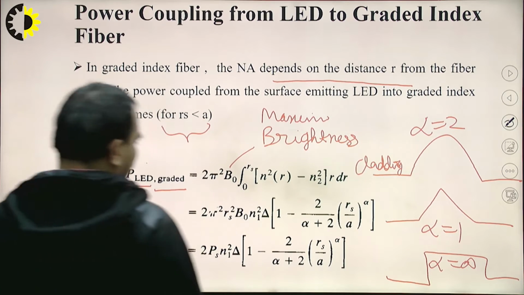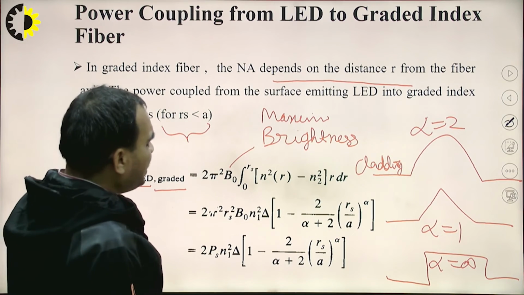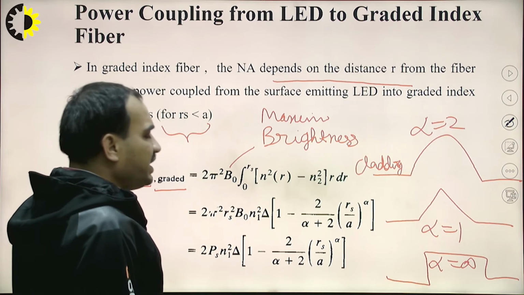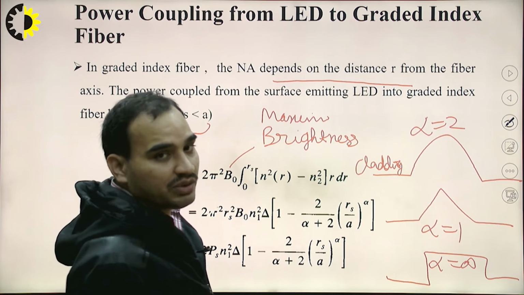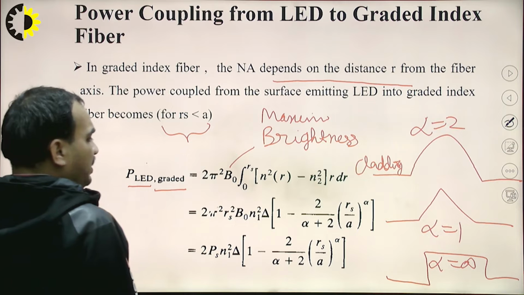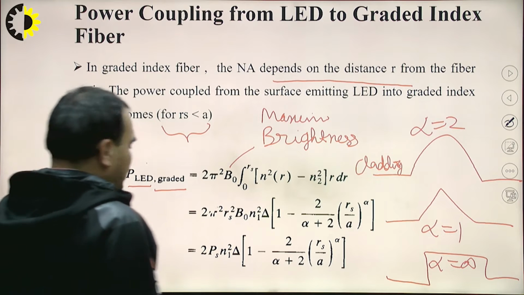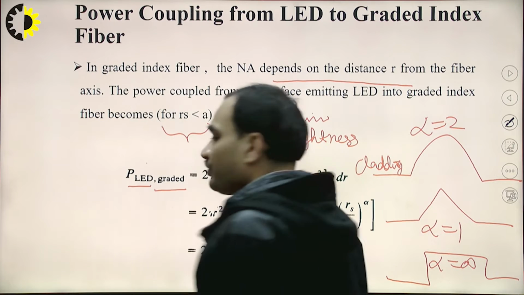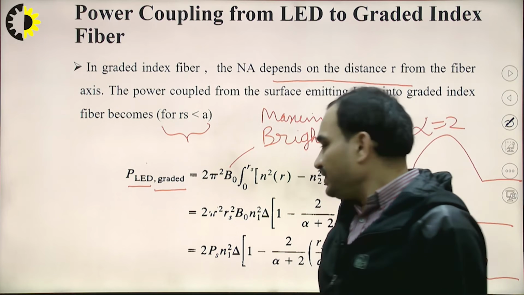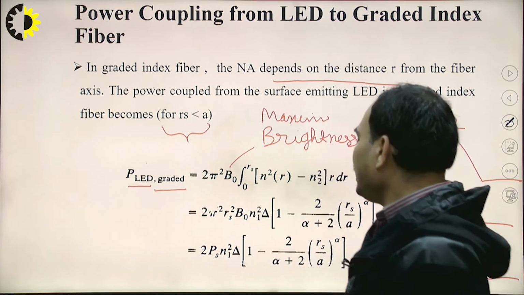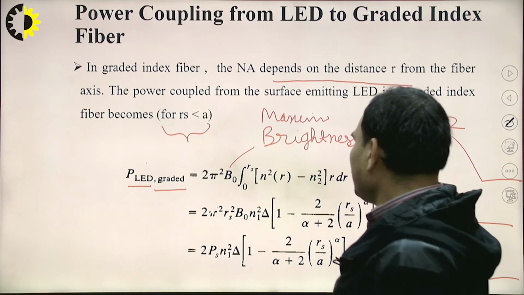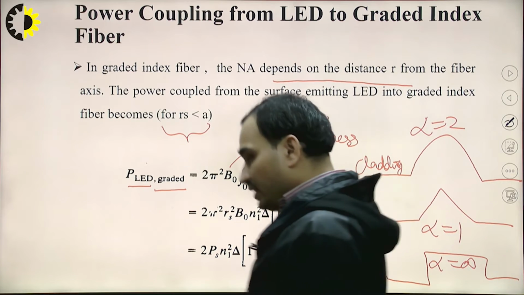So we have 2 pi square Rs square B naught N1 square delta [1 minus 2 by alpha plus 2] Rs by A raised to power alpha. So we get the power coupled from LED to the graded index fiber, that is 2 Ps N1 square delta, 1 minus 2 by alpha plus 2 Rs by A raised to power alpha.